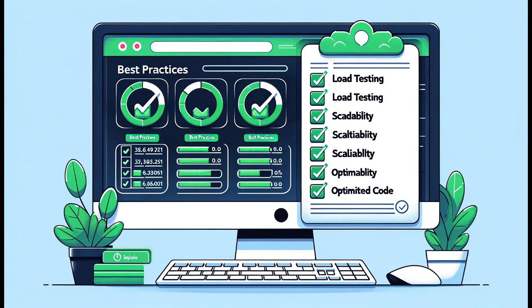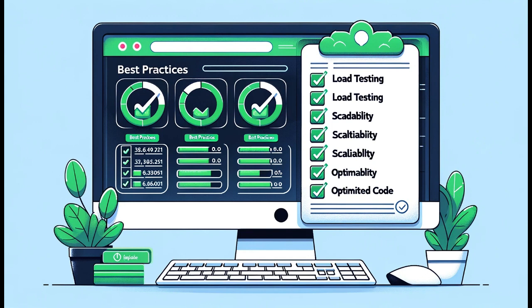Moving on to our second tip, define clear performance goals. Establish key performance indicators, KPIs, that align with your application's purpose. These KPIs could include response time, throughput, resource utilization, and user load. By establishing measurable goals, your testing efforts will be focused and meaningful.